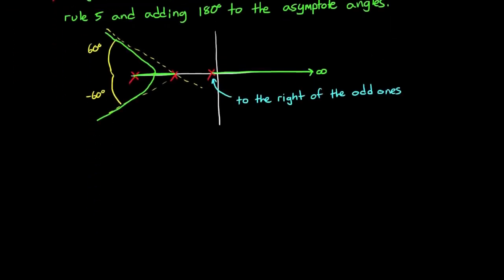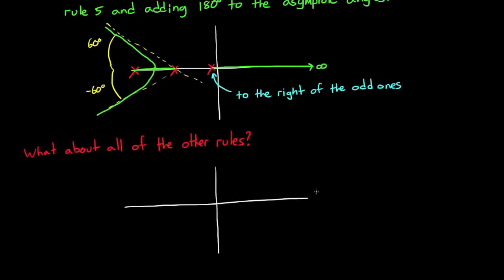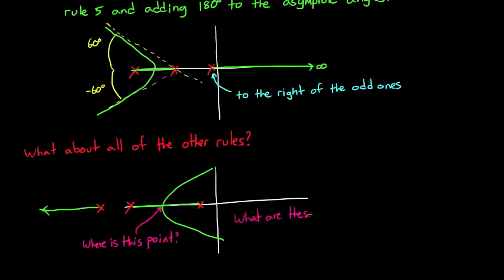Now, I know that I kind of blazed through all of these rules really quickly, and I probably added more questions than answers for you. For example, you might be wondering, what about all the other rules you've seen in textbooks and online? Things like, where exactly do the breakaway and break-in points lie on the real axis? And what's the angle of departure from a complex pole or a complex zero? And where does the locus cross the imaginary axis? Or how do I figure out what value of k or what gain is associated with a particular point on the locus? And those are all good questions, but I'm not going to go over any of those rules in this video. And that's because I can get all that information from a software program like Matlab.